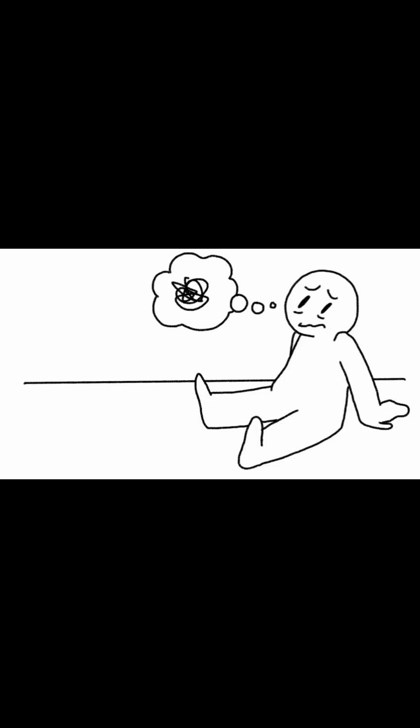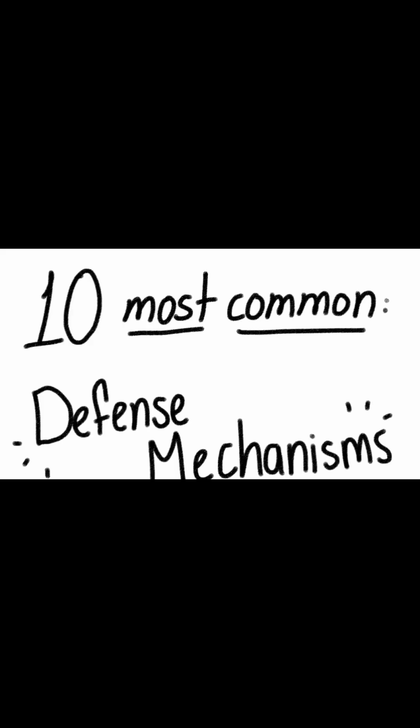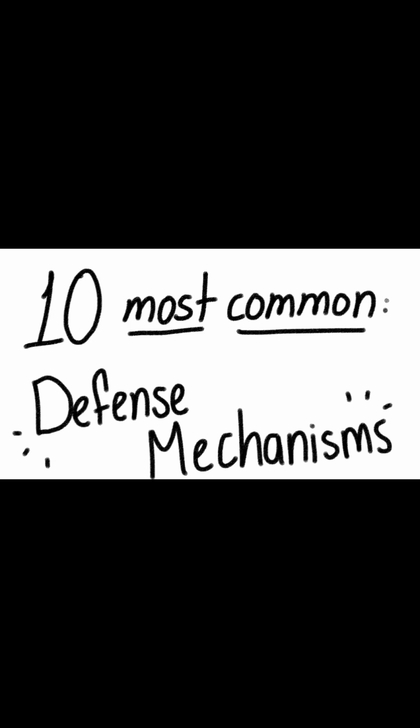Defense mechanisms are the mind's way of protecting us from becoming fully aware of uncomfortable thoughts and emotions. At times, we may consciously rely on certain defense mechanisms like repression, denial, and rationalization. Below is a list of 10 of the most common defense mechanisms.